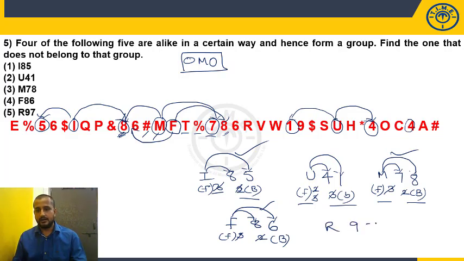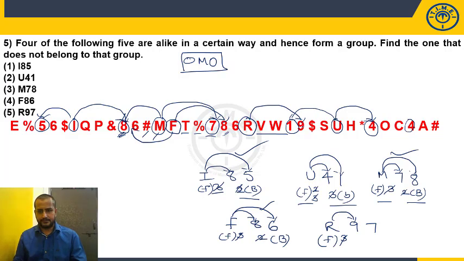R, 9, 7. Here R is the base for us. We have only one R. So R is the base for us. R, in the forward direction, do you have the 9? Yes. How many elements are missing? 3. R to 9, 3 elements are missing in the forward direction.